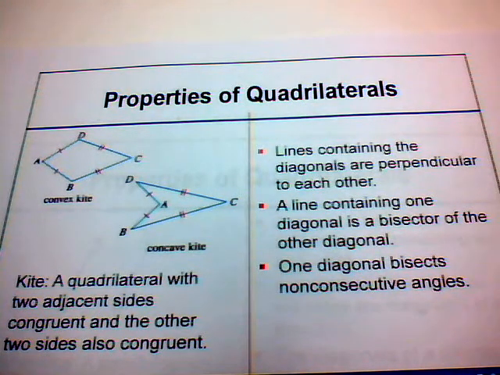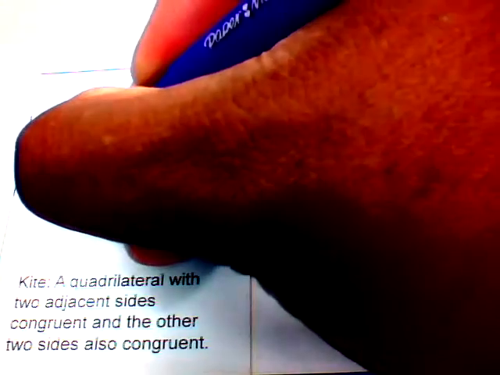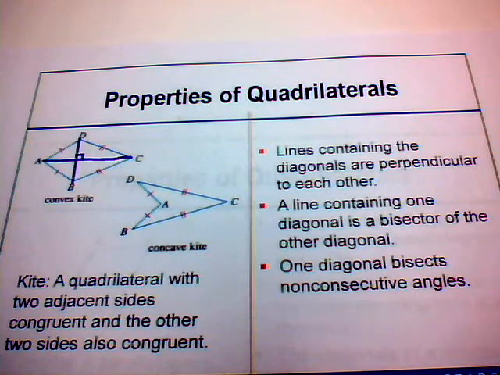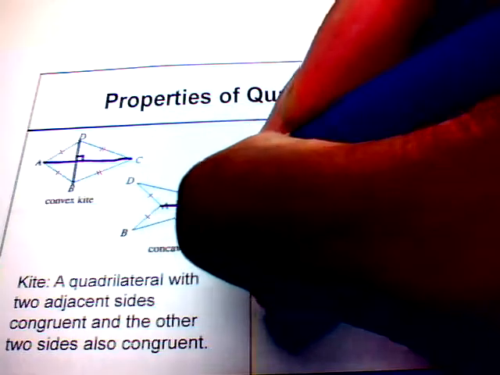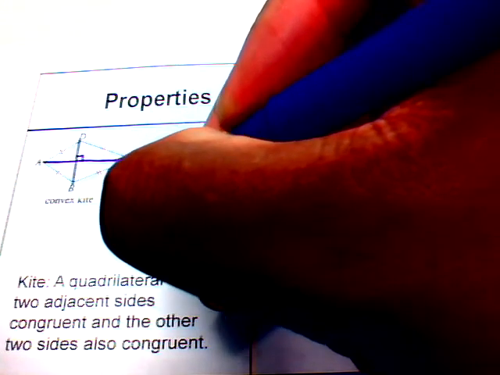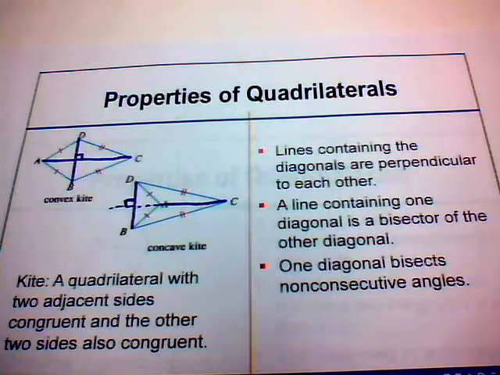Okay, so if I draw a diagonal, in this case here AC, and the other diagonal BD, those two diagonals are perpendicular. They're going to form a right angle. So the lines containing the diagonals will be perpendicular. And also I can draw a diagonal with this concave kite. Here's the diagonal, and here's the other diagonal. Now if I extend this out a bit, you'll see that those diagonals are perpendicular to each other.